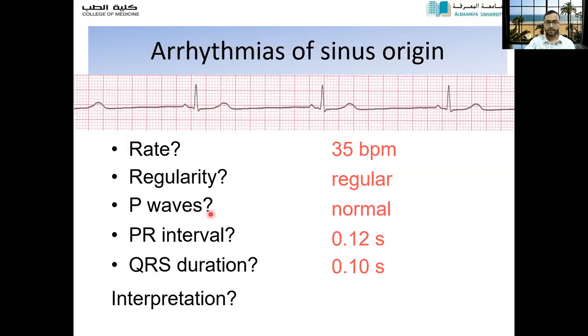Okay. So now we have confirmed we have a normal P wave here. So our arrhythmia is a sinus arrhythmia. Now what is the defect? The defect is in the rate. Is it slow or fast? It's slow, so we label it as a bradycardia. Now combine both, sinus arrhythmia and bradycardia, and you will reach the diagnosis, that is sinus bradycardia.